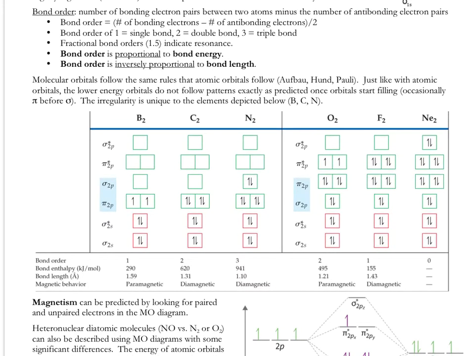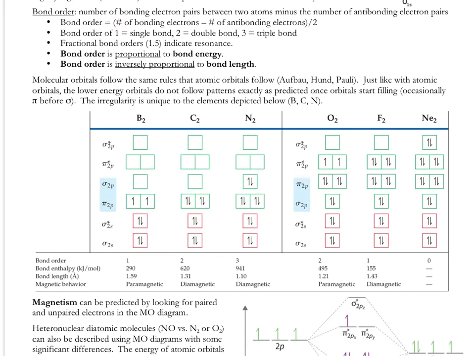And the great thing about molecular orbital theory is that it helps us to know about bond energy, bond length, bond order, and down here, magnetism. Bond order may be the most important thing to pick up out of this video. It is the number of bonding pairs between two atoms minus the antibonding pairs. A bond order of 1 is a single bond, a bond order of 2 is a double, a bond order of 3 is a triple.